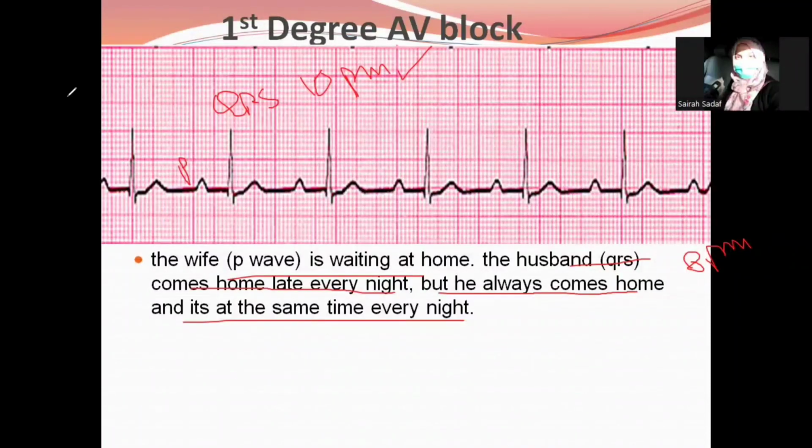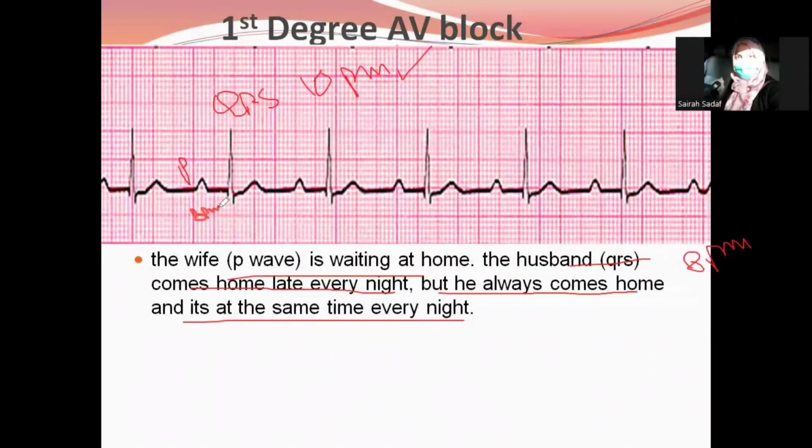So now, if we convert these characters into the waves again, see this, the P wave is present constantly at the same interval, it's fixed. And she's sitting there. Okay, about the QRS complex. The PR interval was actually the time of the husband coming home. When this rhythm was normal, the QRS complex was coming here. That was 8 p.m.